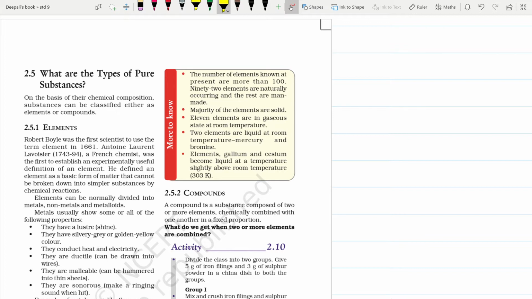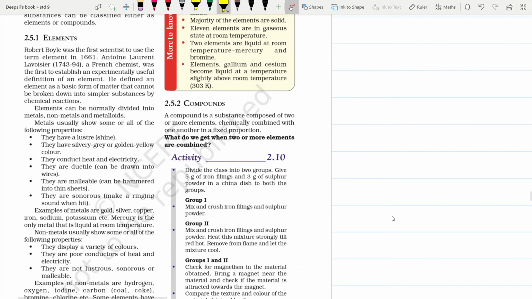Antoine Laurent Lavoisier, 1743-94, a French chemist, was the first to establish an experimentally useful definition of an element. He defined an element as the basic form of matter that cannot be broken down into simpler substances by chemical reaction. The elements can normally be divided into metals, nonmetals, and metalloids. So, elements are said to be the pure form which has the same kind of atoms in them. There are a total of 118 elements found to date, and they are classified into three main categories: metals, nonmetals, and metalloids.